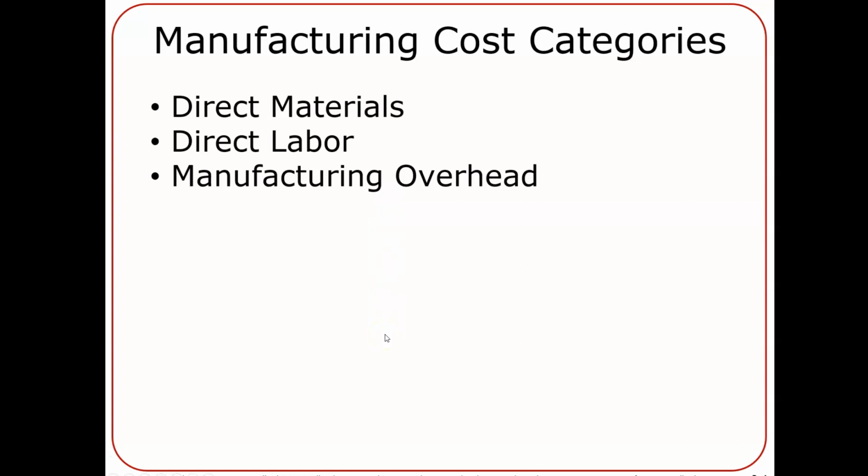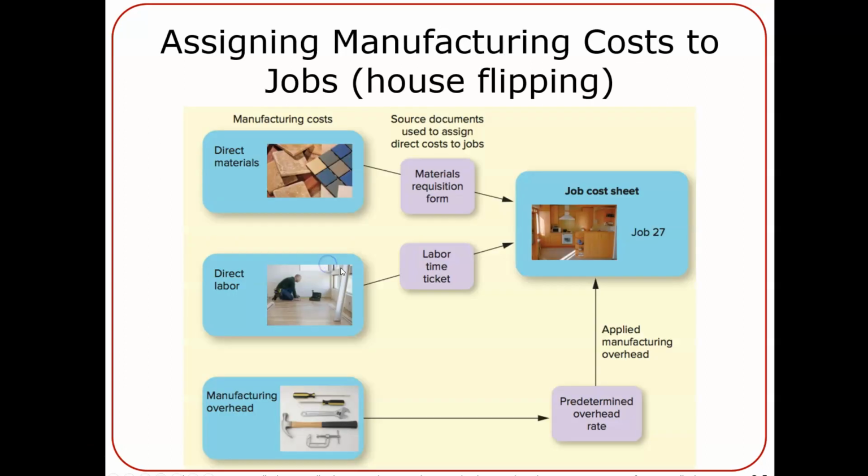Don't forget, your manufacturing cost categories haven't changed. Direct materials, DM, direct labor, DL, MOH for manufacturing overhead. Those are the three manufacturing cost categories. When we assign manufacturing costs to jobs, in other words, we have a job, we've used direct materials, direct labor, and manufacturing overhead. How do we get all of those costs into a job so we know how much that job cost us? We don't want to just combine everything together and not know how much that job cost us.